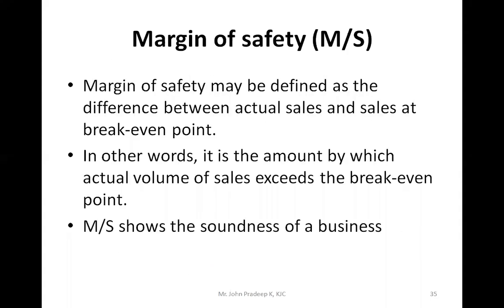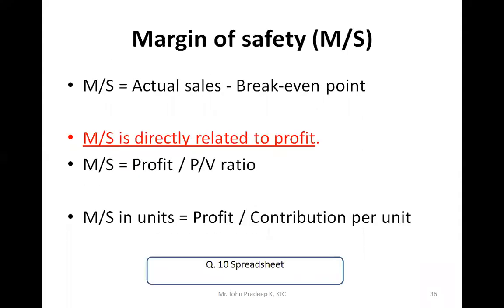One minute. This is the formula you're going to use: actual sales minus break-even sales. You can even calculate it directly from profit: profit divided by PV ratio. And profit divided by contribution per unit gives you the margin of safety in units.